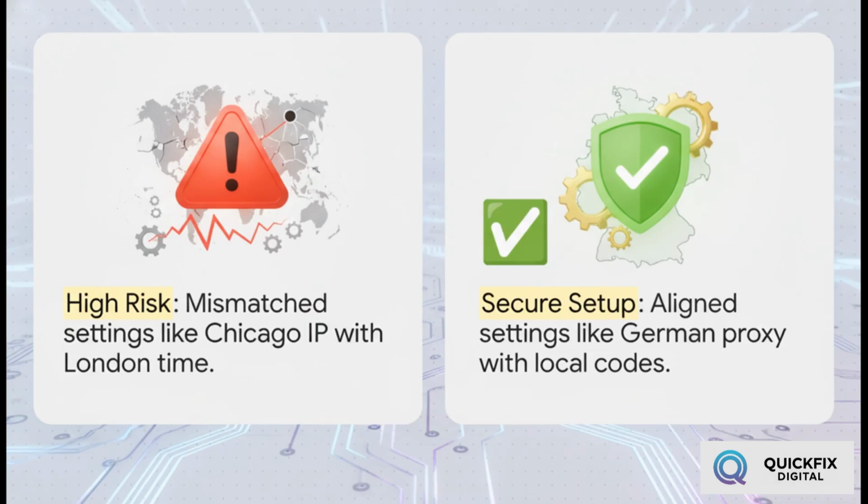If you route through a proxy node in Chicago, but your operating system is running on London time, those security filters are going to instantly flag your session, no doubt about it. To be truly secure, everything has to match perfectly. If you're using a German mobile proxy, your parameters absolutely must reflect local German regional codes and time zones. Your browser settings have to mirror your network traits exactly to create a believable human pattern.